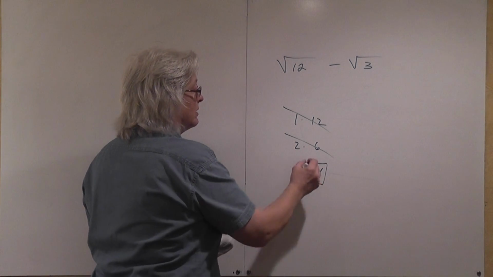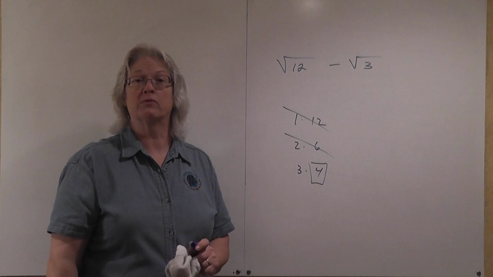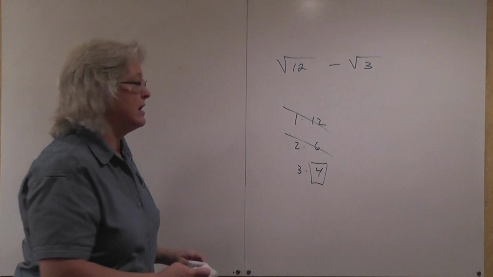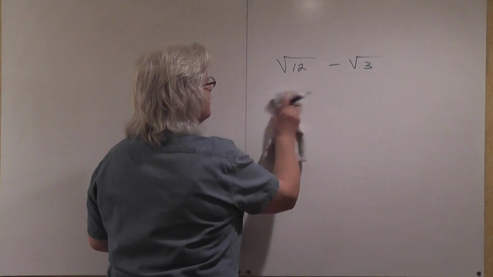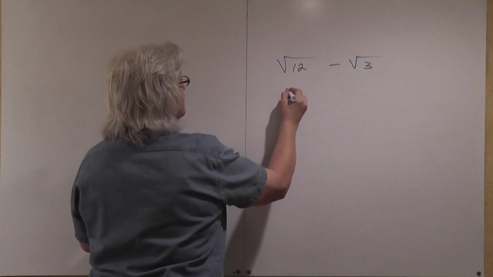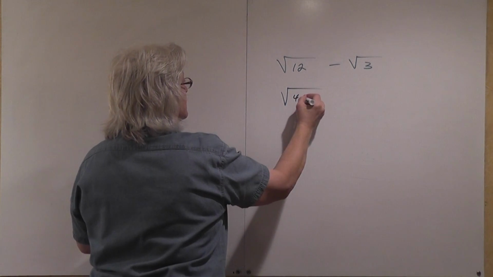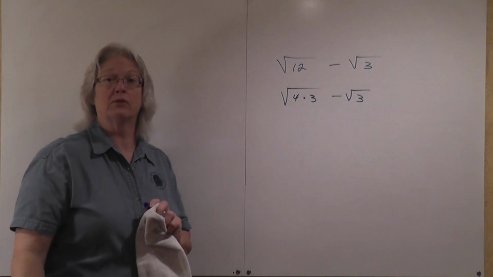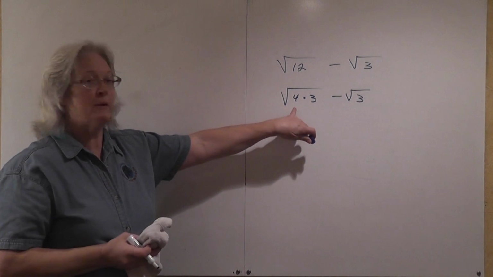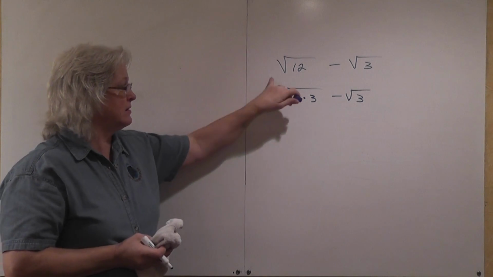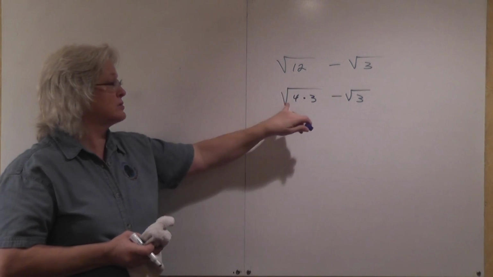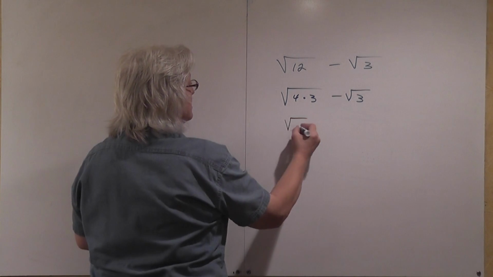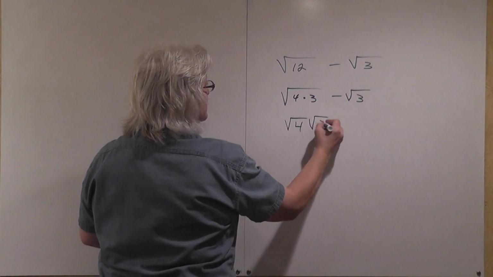4, however, is a perfect square. So we're going to be rewriting 12 as square root of 4 times 3, minus the square root of 3. Remember that you can take this right here, product rule right here, the square root of a product is the same as taking the product of the square roots.